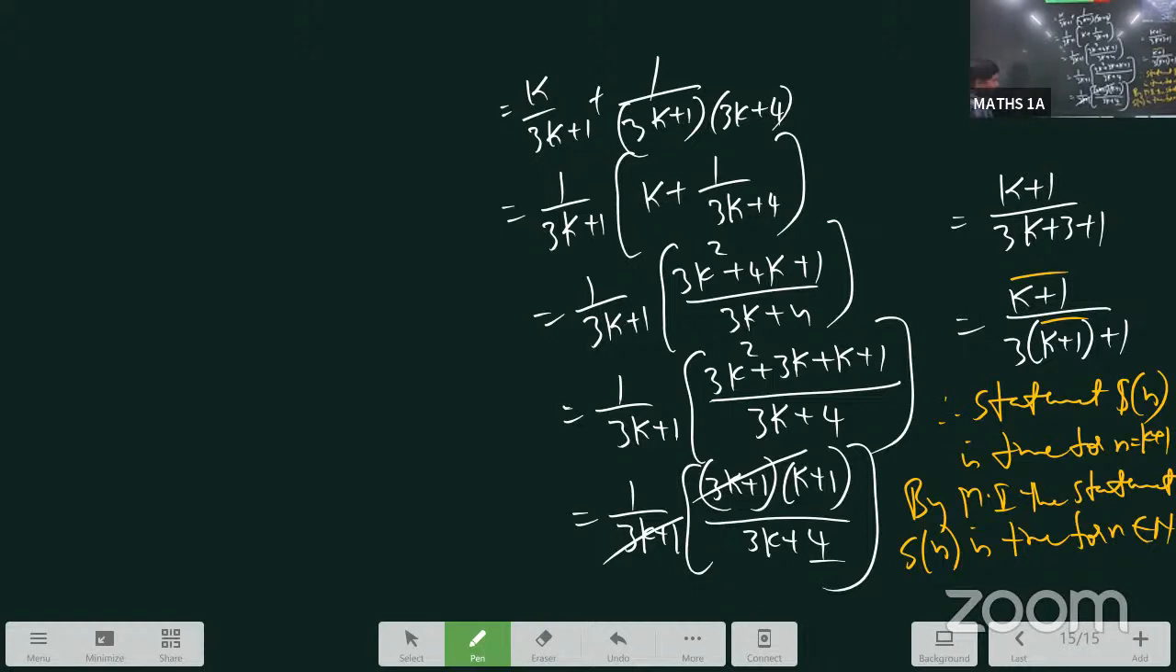Let us see divisibility sums. Mathematical induction, divisibility sums. Those are your number sums in mathematical induction, which are very, very important. Almost everything has been done. Now prove that.